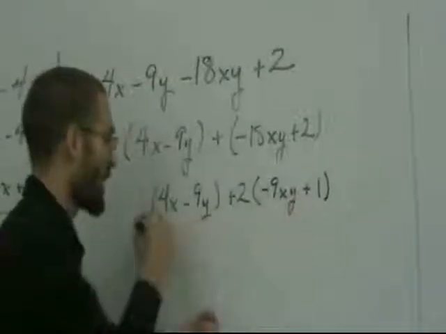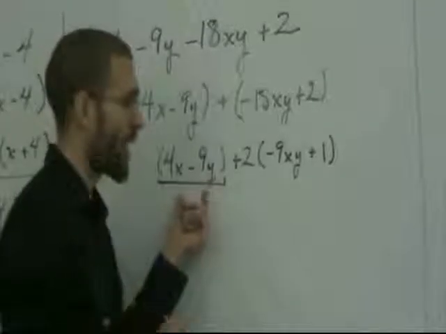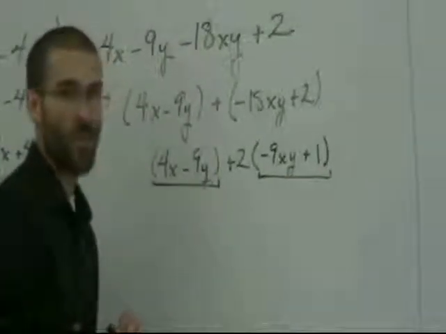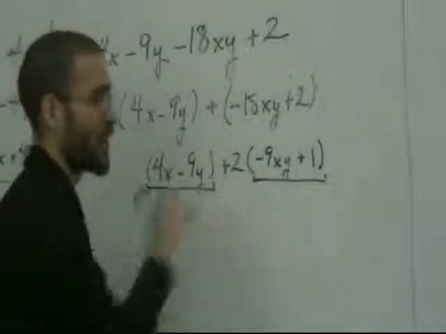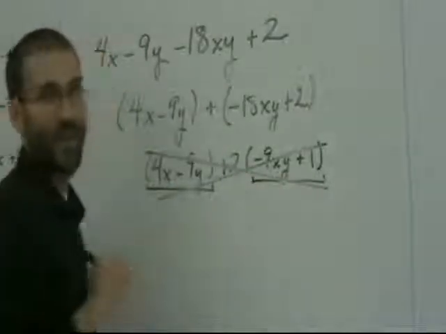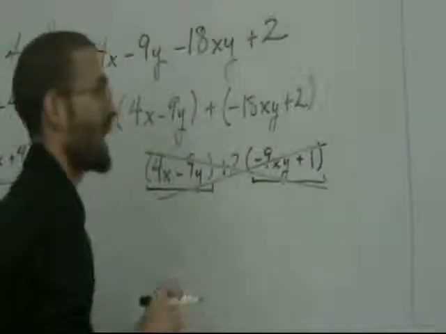Unfortunately, though, now, when I look at the two terms, I have a binomial of 4x minus 9y and a binomial of negative 9xy plus 1. These two binomials are not in common, so unfortunately, this factorization is not going to work. However, all is not lost.